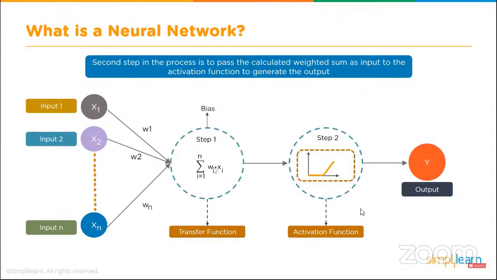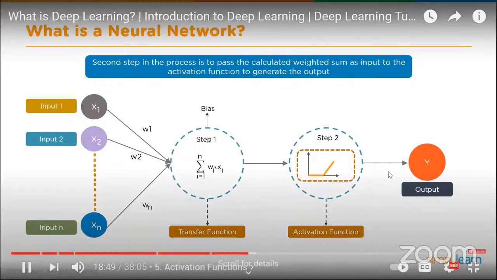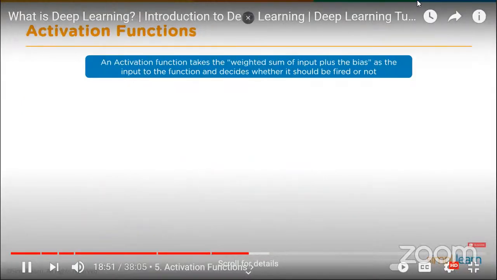This is not the complete output of the neuron, but this is the output for step 1. That goes as an input to what is known as an activation function, and that activation function results in an output, usually a binary output like a 0 or a 1, which is known as the firing of the neuron. Okay, good. So we talked about activation function.